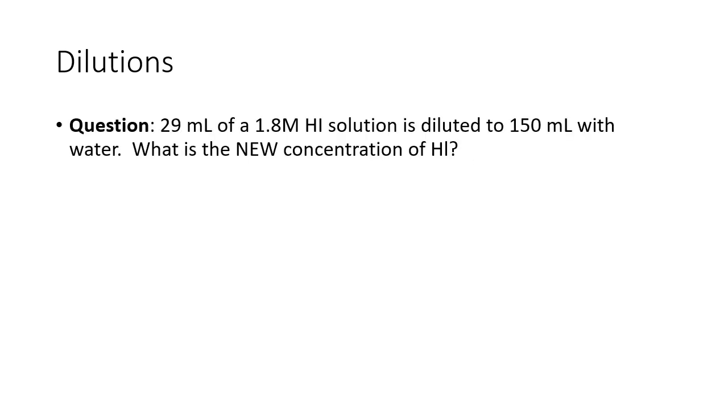Here's another example of a dilution. 29 milliliters of a 1.8 molar hydroiodic acid solution is diluted to 150 milliliters with water. What is the new concentration of the hydroiodic acid? And so in this case, we're saying that amount is going to be our starting point. It's then diluted, so this must be your C1, V1, and then this must be related to our V2.